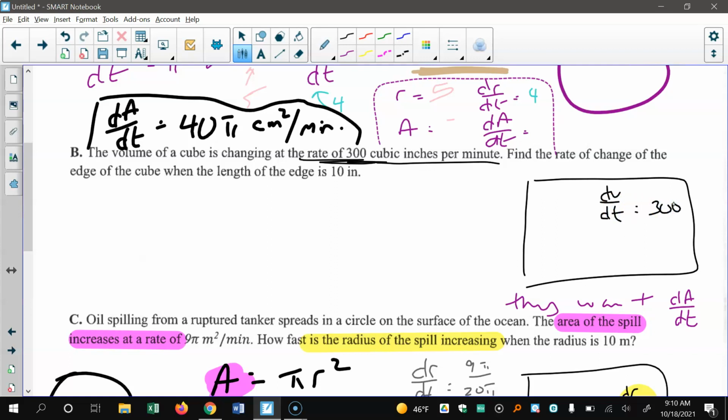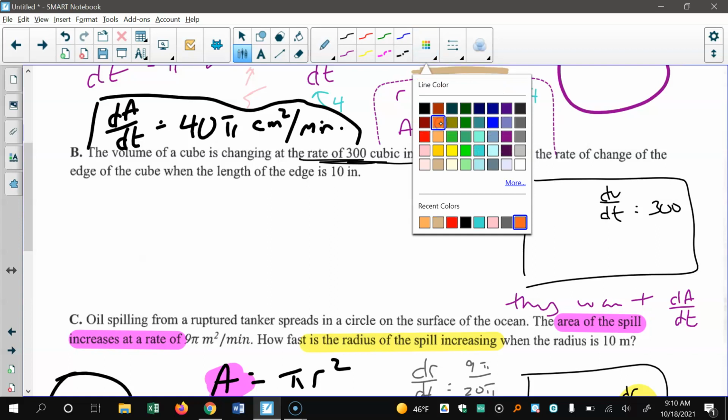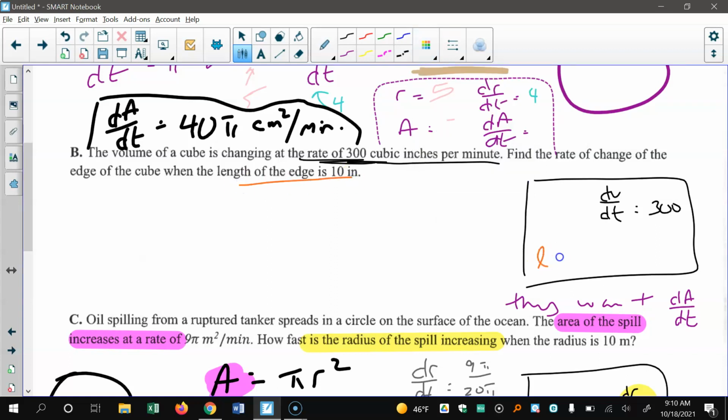The volume of a cube is changing at the rate of 300 cubic inches per minute. Find the rate of change of the edge when the length is 10 inches. So we got a length of an edge. I'll just say that's L. So L is 10. But if the volume of the cube is changing, that length has to be changing.